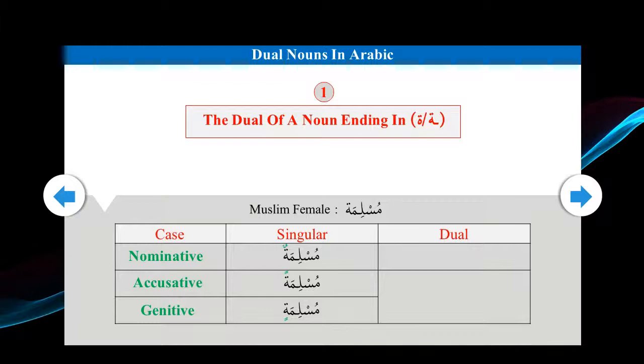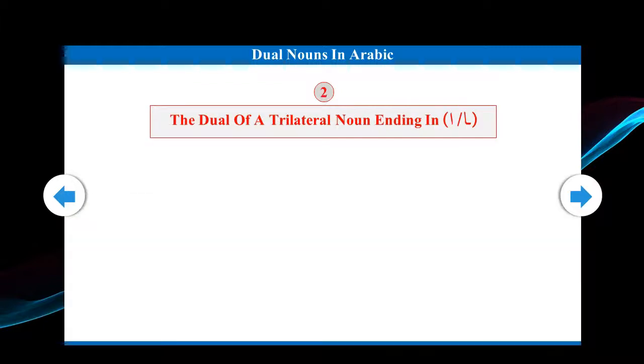Now let's move to the dual. When a noun ends in ta marbuta, this ta marbuta changes to ta mabsuta, and then the suffix is appended, so we get muslimatani in the nominative case, and مسلمتين in the accusative and genitive cases.